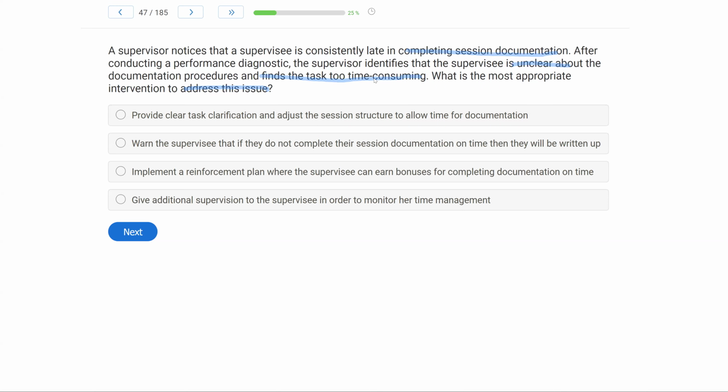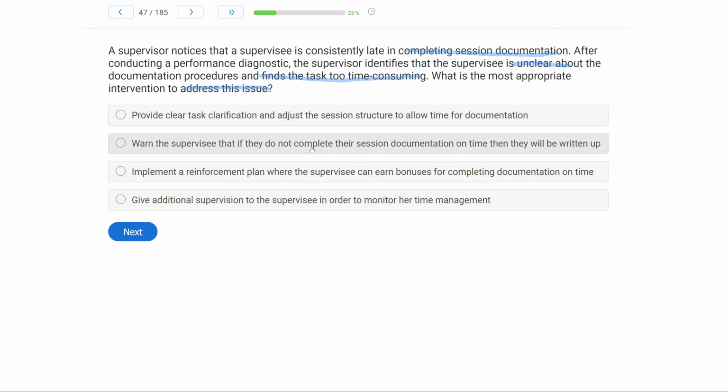If you're unclear, here's a clear task clarification. If you find it too time consuming, we're going to restructure it to give you more time. Remember, dealing with personnel and staff is just like handling your clients. We have goals, we have treatments, and we're just going to adapt as needed. So A looks good. What about B?